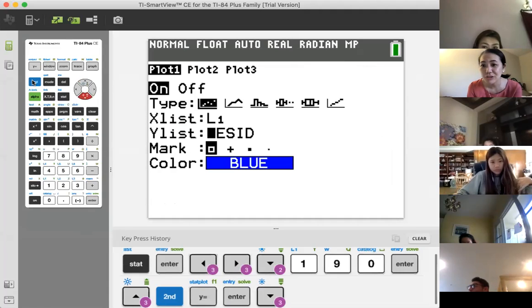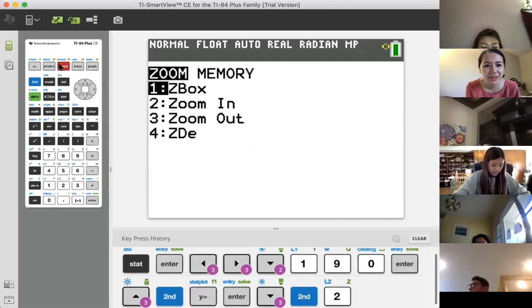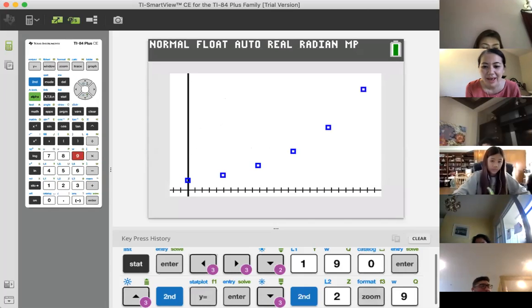Now to get to L2, I'm going to go second and the number 2. All right, so the blue button and the number 2. And that's how you get to all your lists, L1, L2, L3, L4. All right, let's zoom number 9. And that is your scatter plot.